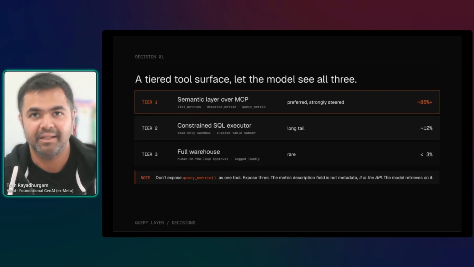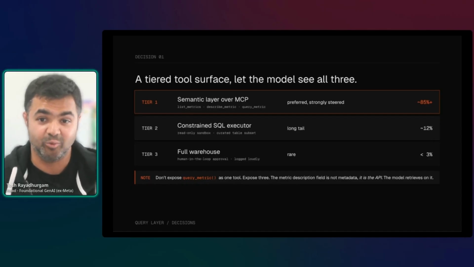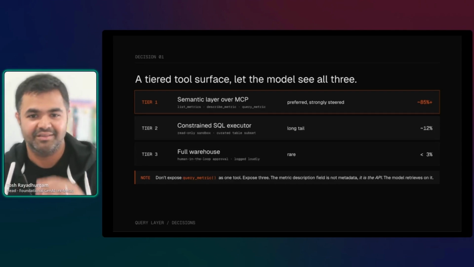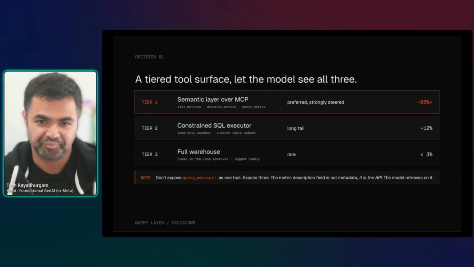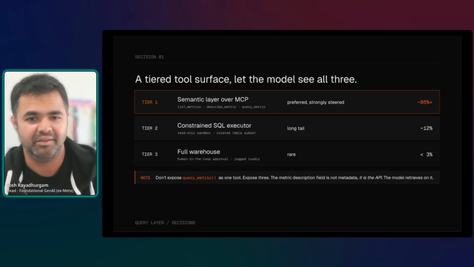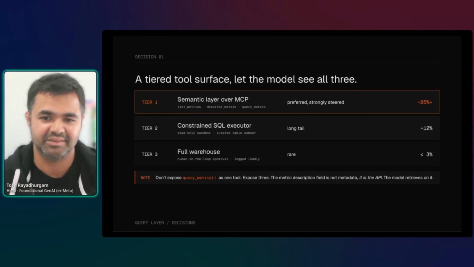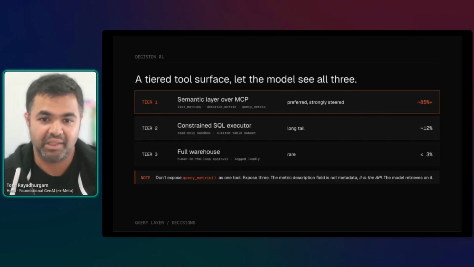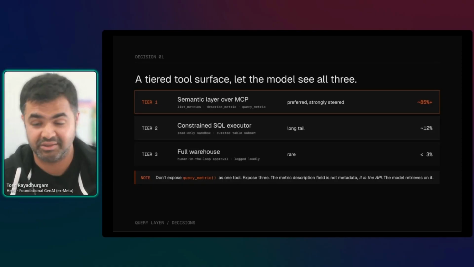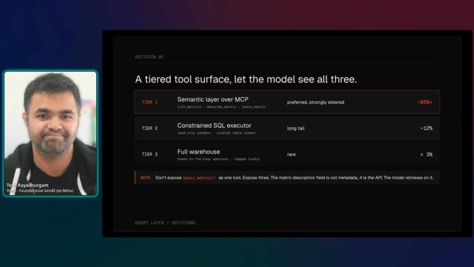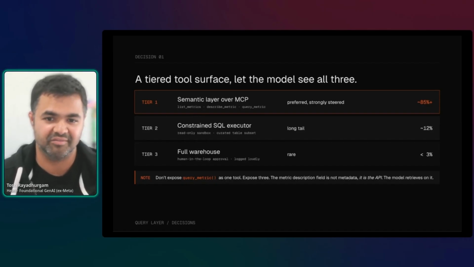The answer I see working is a tiered tool surface, right? Let's say we take tier one, where there's a semantic layer over MCP. So three tools, in this case: list metrics, describe a metric, and query metric. And then the model is strongly steered to prefer this. This hits about 85% of the regime in production.